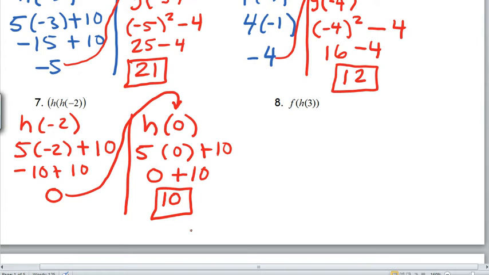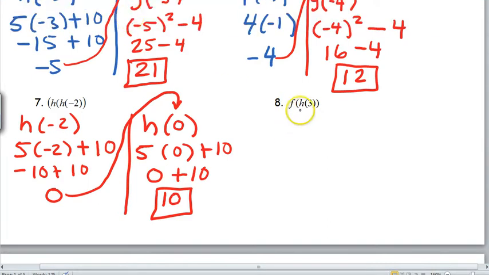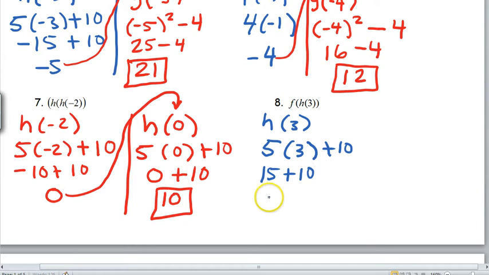Take a moment and do number 8 on your own. Okay, so number 8. We start with function h again. So I'm going to do h at 3 first. That's going to be 5 times 3 plus 10. That's 15 plus 10. That's 25.